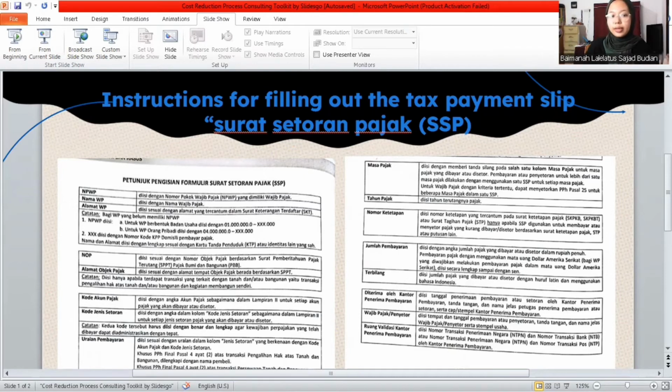and also NOP, alamat objek pajak, kode akun pajak, kode jenis setoran, uraian pembayaran, masa pajak column, tahun pajak, and all of the details in every column. And that's the explanation for the instructions. And we have to pay our tax with Indonesian currency.